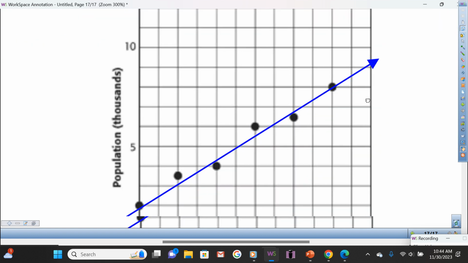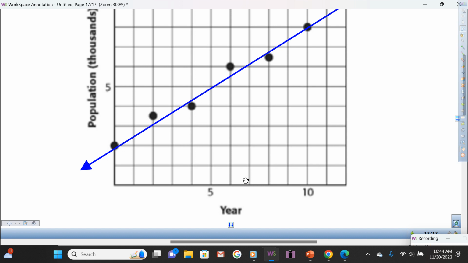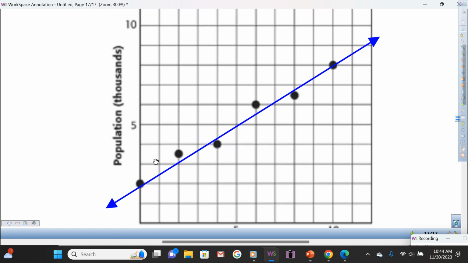Okay. So with this line, they want us to predict when the population would be what? 10,000. So look up. So, population of 10,000, let's see. If I follow this, is 10,000, right? Let me follow that. Where would that line intersect? About right there? Something like that?